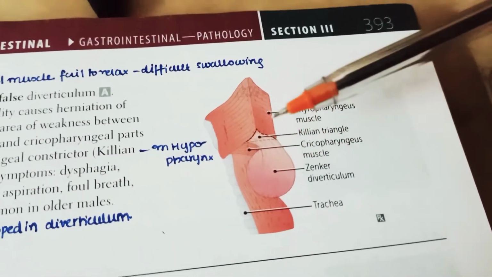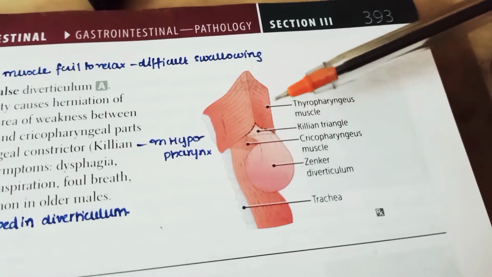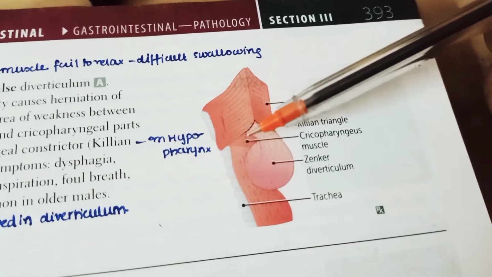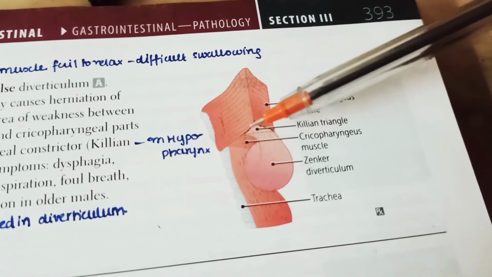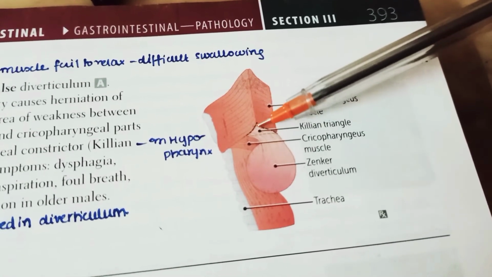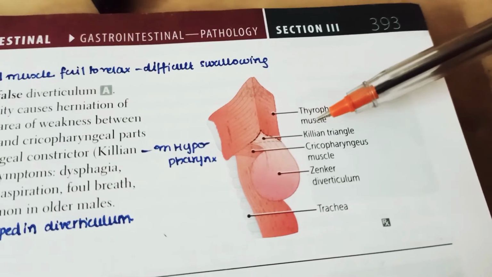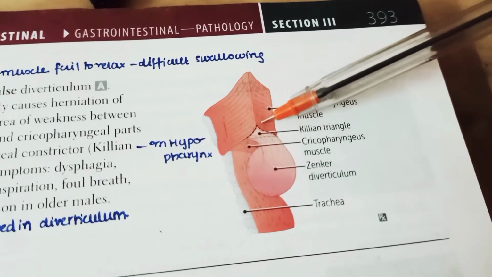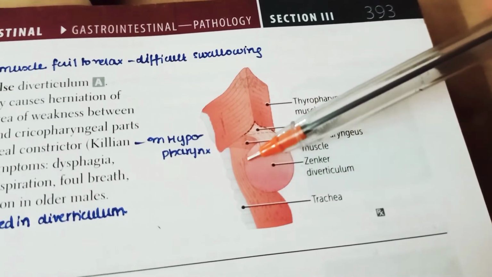Now let us understand Zenker diverticulum. Actually, it is a weakness between the thyropharyngeus muscle and the cricopharyngeal muscle, that is forming a Killian triangle here. Actually, this Killian triangle is present in the hypopharynx. So from this, the Zenker diverticulum is coming out.